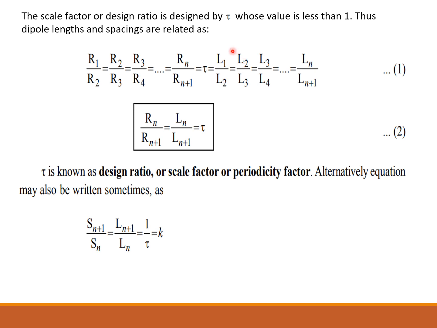In the same way, with respect to lengths, it is L1 by L2, which is equal to L2 by L3, which is equal to L3 by L4, which is nothing but Ln by Ln plus 1. So this is nothing but the design ratio represented by tau. Now, in the same way, with respect to spacing also, I can tell Sn plus 1 by Sn is equal to Ln plus 1 by Ln, which is equal to 1 by tau, which is equal to k.